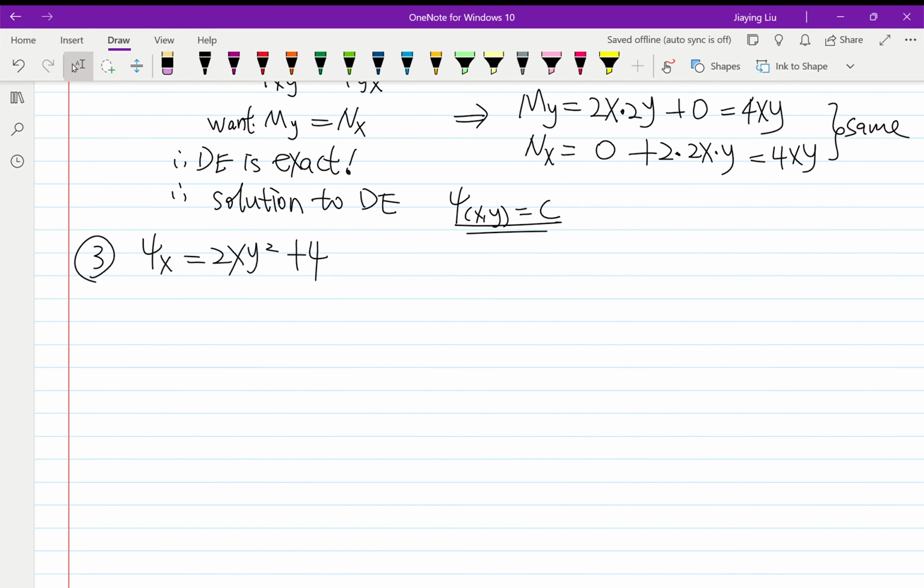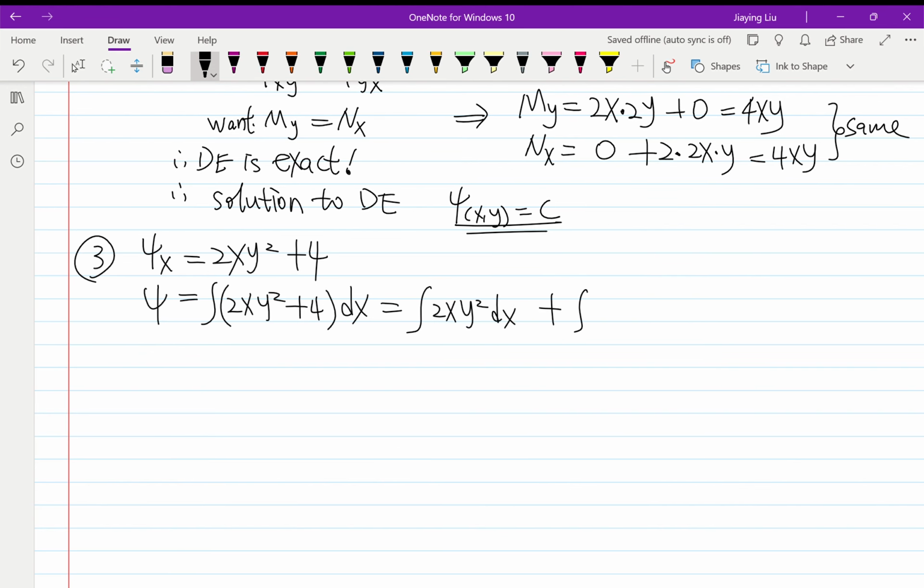So from here, what I'm going to do is I'm going to integrate with respect to x. So if I integrate with respect to x, the left side I get psi. The right side I get integral 2x y squared plus 4 dx. I'm taking a few more steps. So that's the integral 2x y squared dx plus integral 4 dx. I'm sure you all know what the second one is. But be careful with the first one.